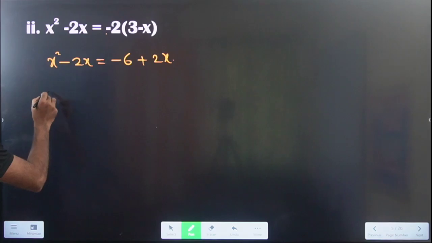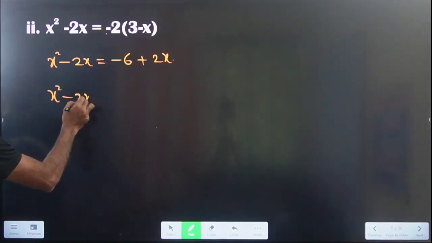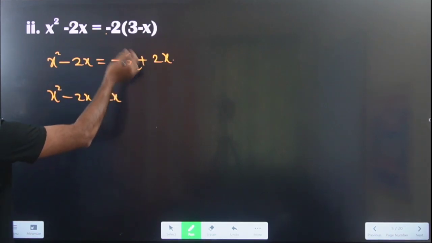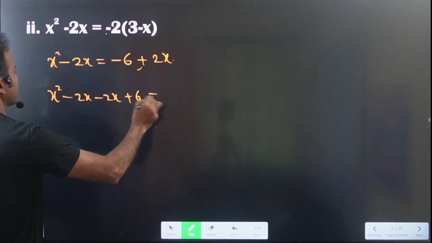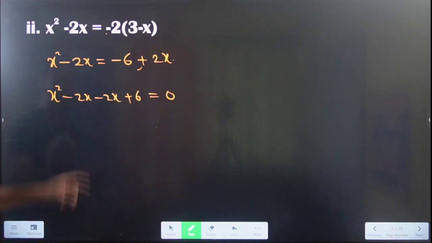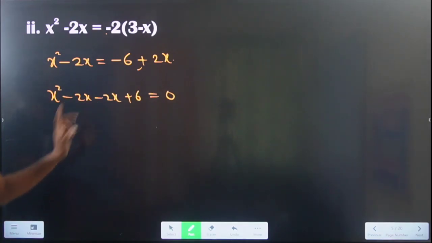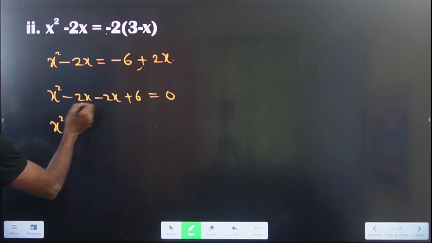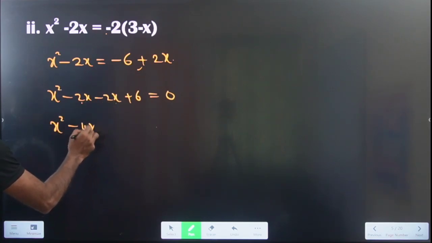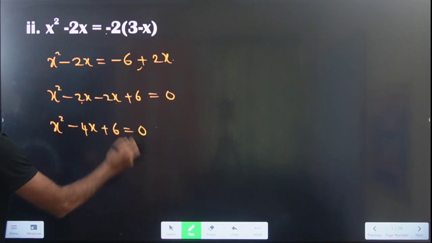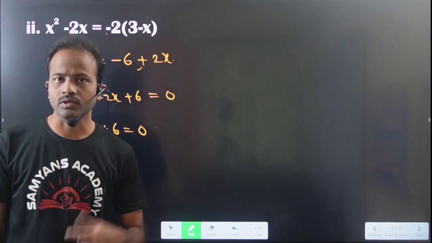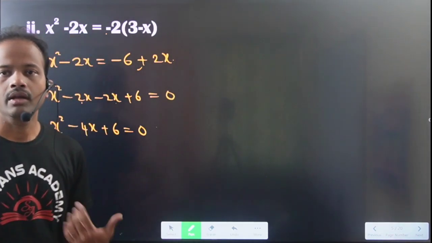Okay, then what you have to do here: minus 2x, you take plus 2x this side, it will become minus 2x, minus 6 also you take this side, it will become plus 6, which is equal to 0. Then when you add this, both are having minus signs, so we can add this: x square minus 4x plus 6 equal to 0. Now it is in the form of ax square plus bx plus c equal to 0. So therefore we can call it a quadratic equation.